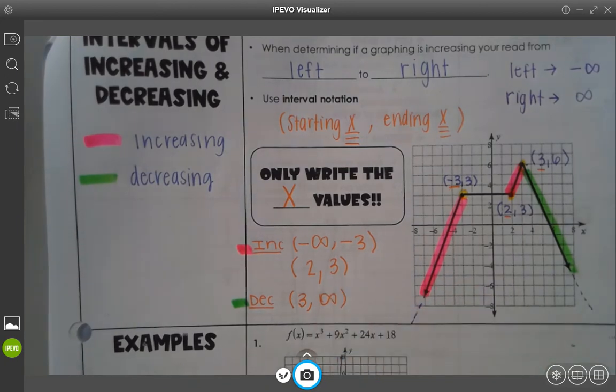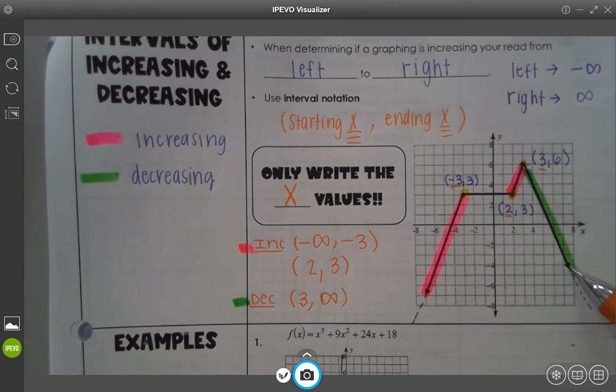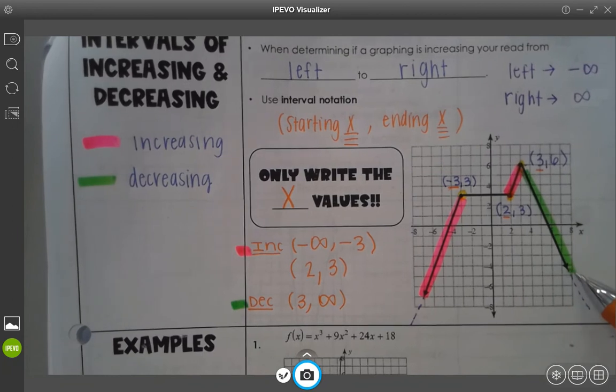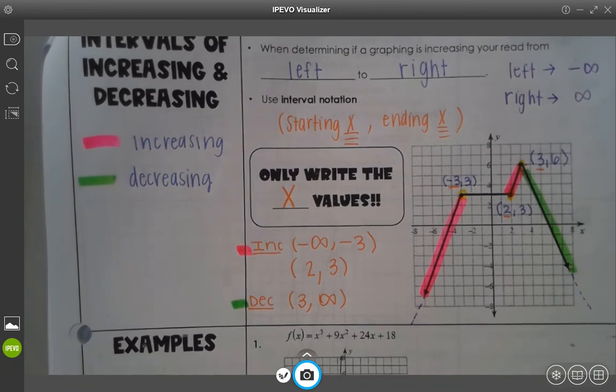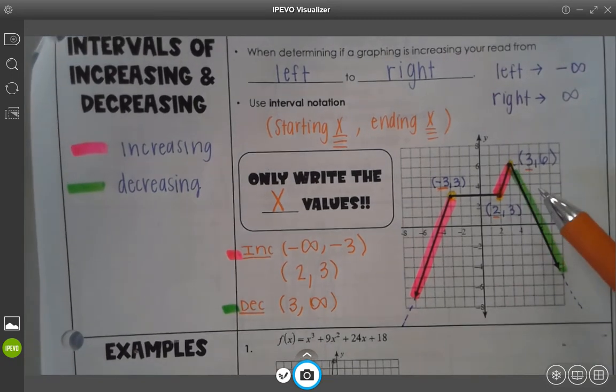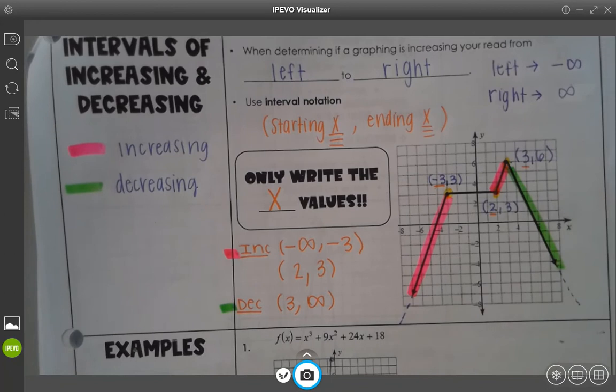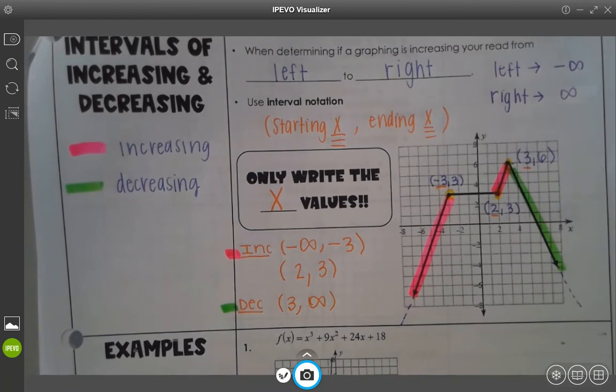Positive infinity, because it's on the right side. Yeah, it looks like it stops right there, but that arrow means it really goes on forever. If I was rolling a marble here, if I let a marble go, that marble would go forever, because this is a downward ramp that would go forever to infinity.